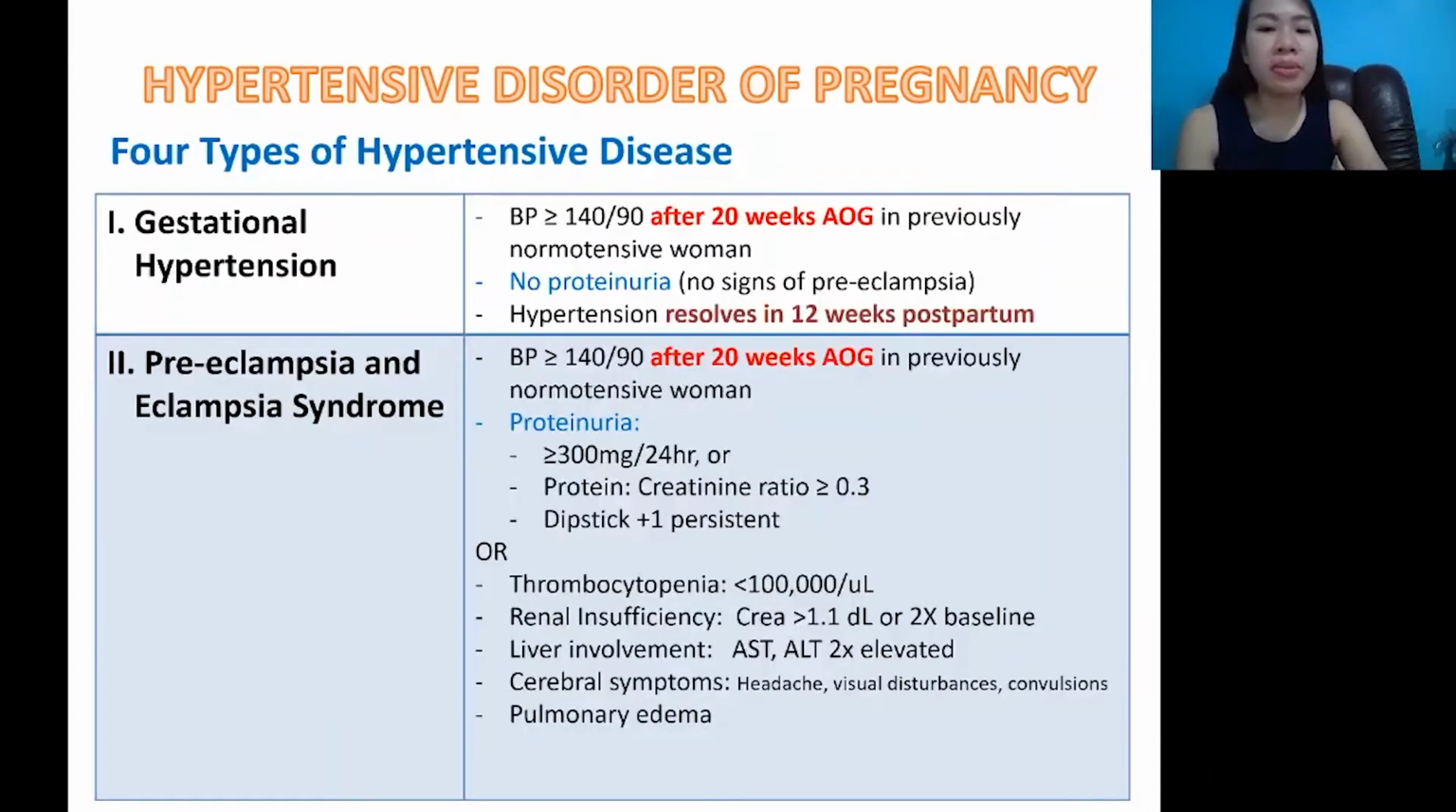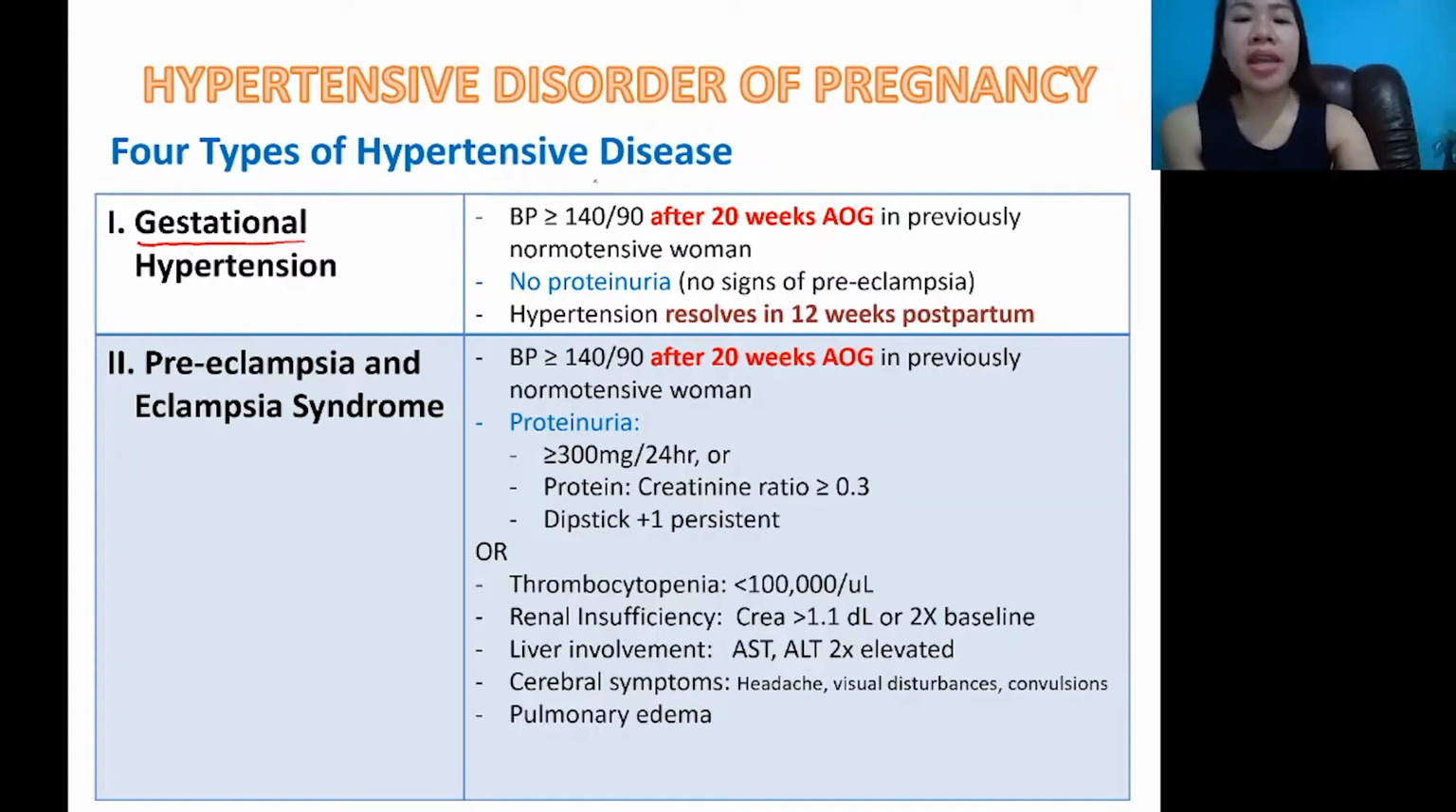So, there are 4 types of hypertensive disease. So, take note class, iba-iba ang tawag natin dyan. When you will become nurses, midwives, or doctors, you will be able to appreciate na iba't iba yung type ng hypertensive disorder natin. We just can't say na preeclampsia or eclampsia lang because we have different types of hypertensive disease. So the first one is called gestational hypertension. Once again, if you see the word gestational, it means during pregnancy. So while pregnant, nagkaka-hypertension ang mother.